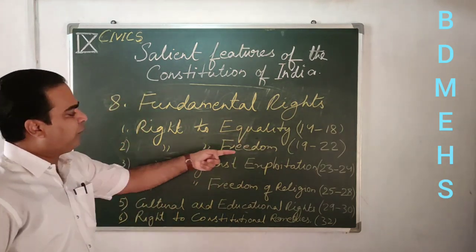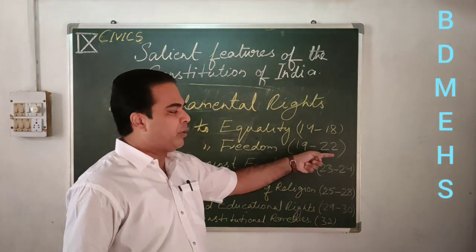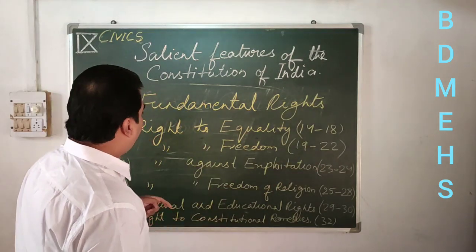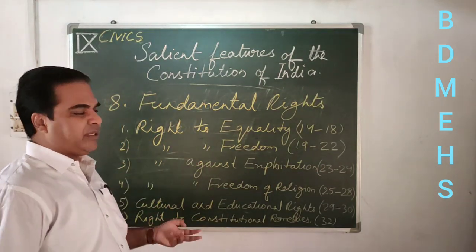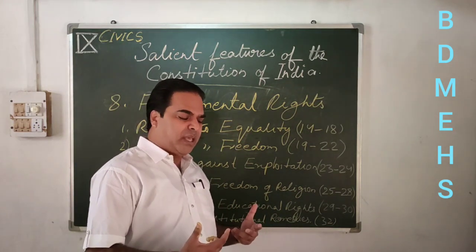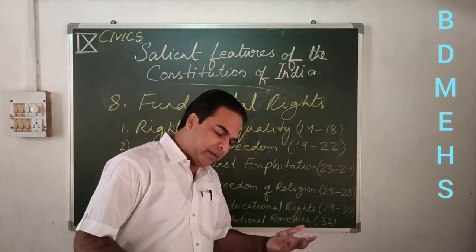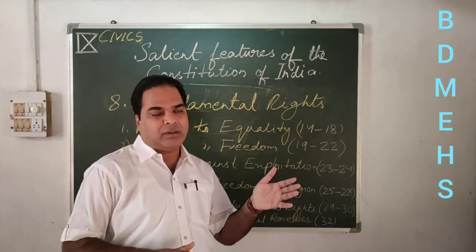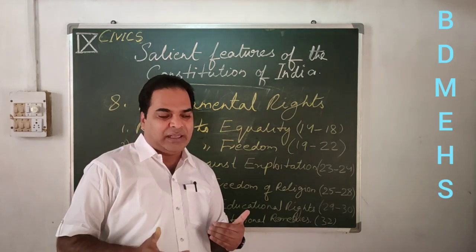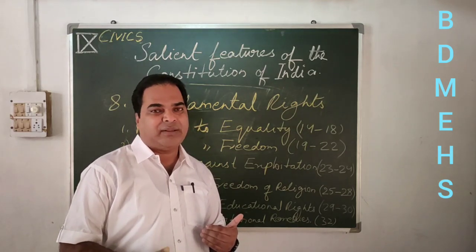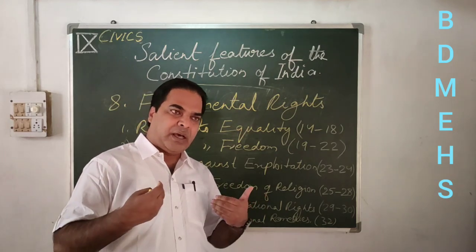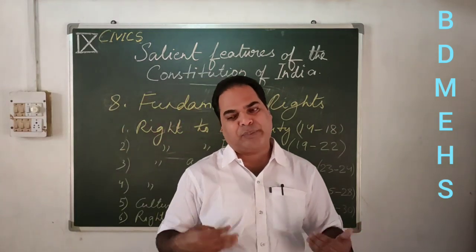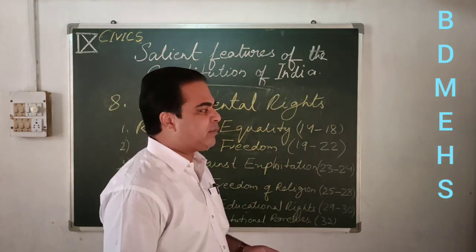Next one, right to freedom, is mentioned in article number 19 to 22. Then we have right against exploitation. Exploitation means we don't have a right to exploit anyone. Rather, nobody can exploit us. Suppose, for example, I keep a servant to do my household work, and if I don't pay him or her properly, that is exploitation. Like we are working wherever, in a private sector or a public sector, and if you are not paid properly, we are exploited. So that exploitation cannot be done.